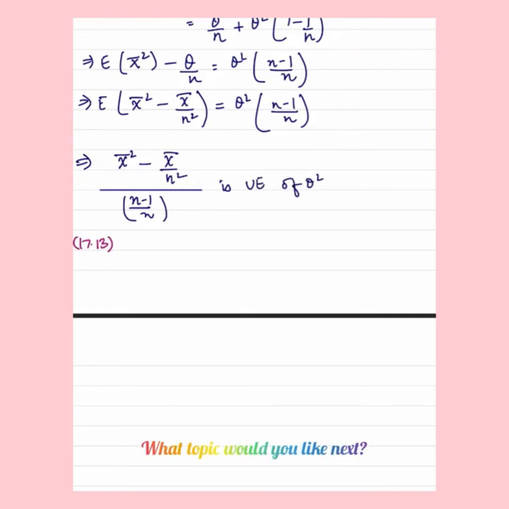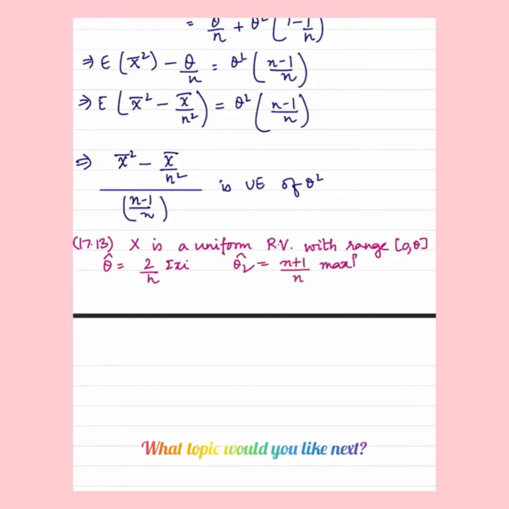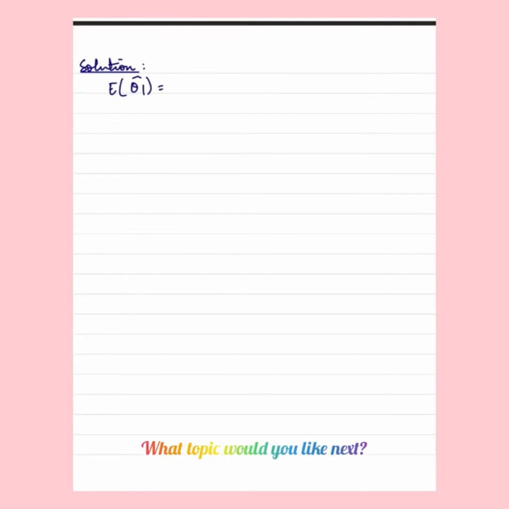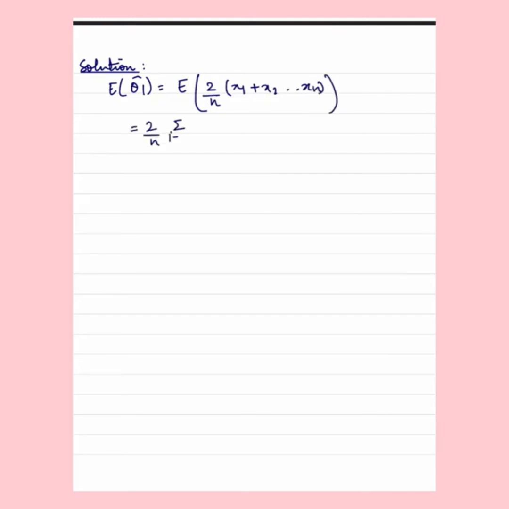Considering the next question, where x belongs to uniform distribution with range 0, theta and we have two estimators, 2 upon n summation of xi and n plus 1 times maximum of xi's upon n. We have to show that both of them are unbiased for theta and evaluate the relative efficiency. Finding whether they are unbiased estimators or not is very easy.